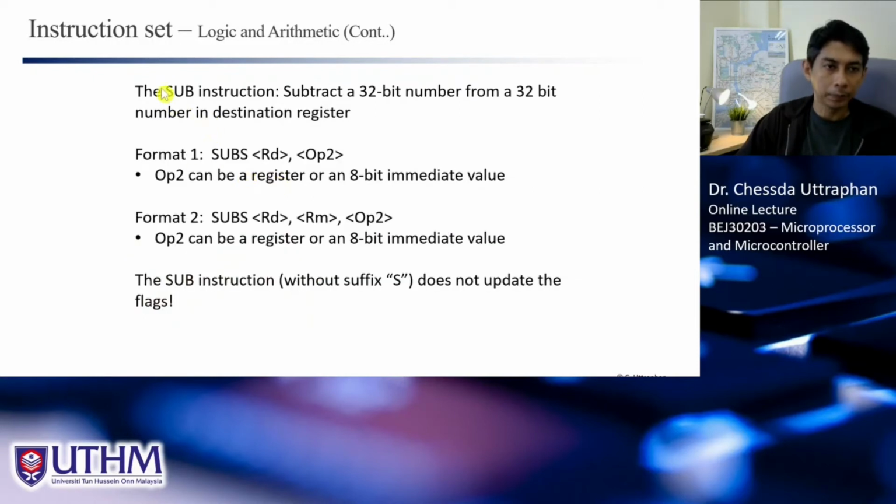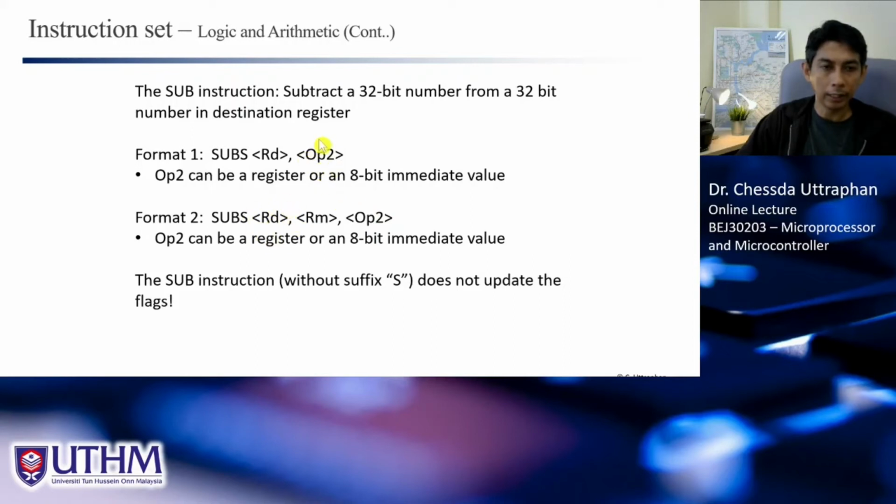What about subtract? Subtract a 32-bit number from a 32-bit number in the destination register. It means that if this is format 1, you have 2 operands. One is the source operand, this is the destination. So in this case, destination minus source. Or format 2, where you have 3 operands, this one minus this one, and save the result in the destination.